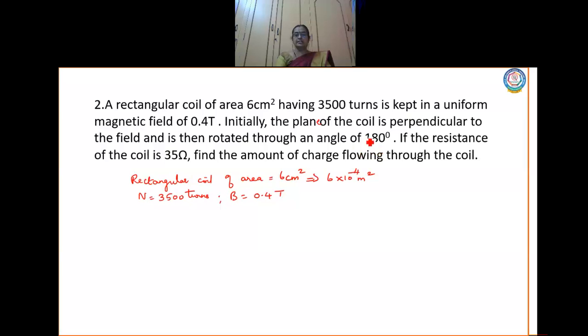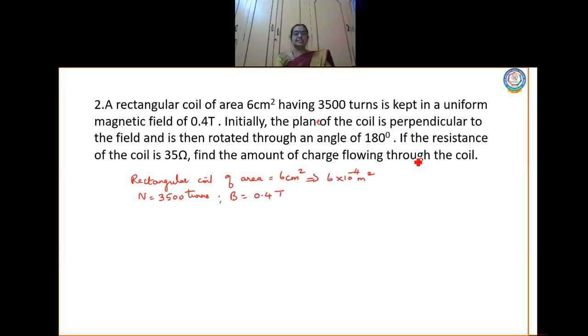So you have to find the difference of theta here. Understand the sum properly. In the previous sum, the magnetic field was changed, dB by dt, but here theta is changing. So we have to take theta 1 minus theta 2. Initially theta is 0, finally it is 180.